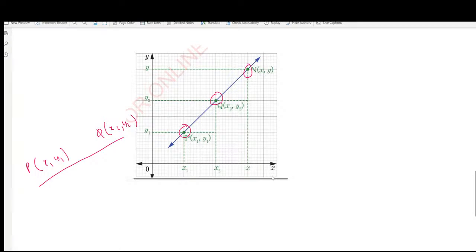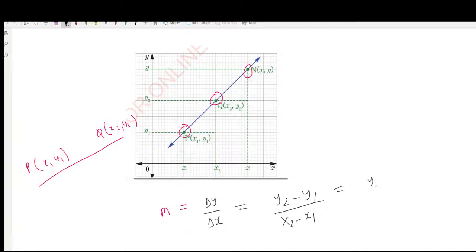And remember that we said that the slope m is going to be equal to change in y over change in x, and this will be y2 minus y1 over x2 minus x1. But this is also true when you have y1 minus y2 over x1 minus x2.